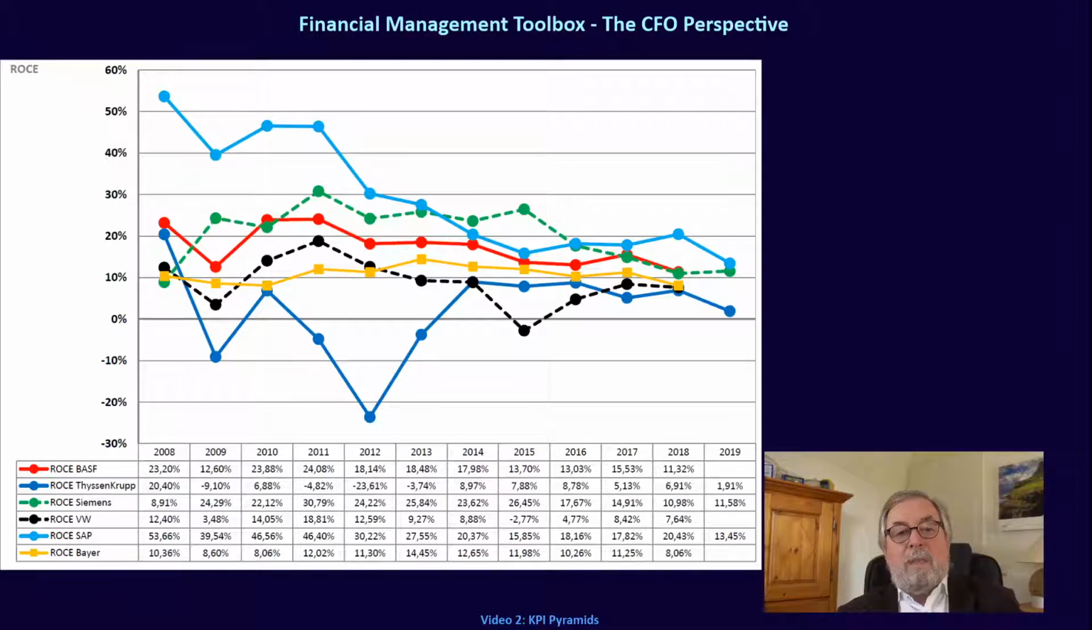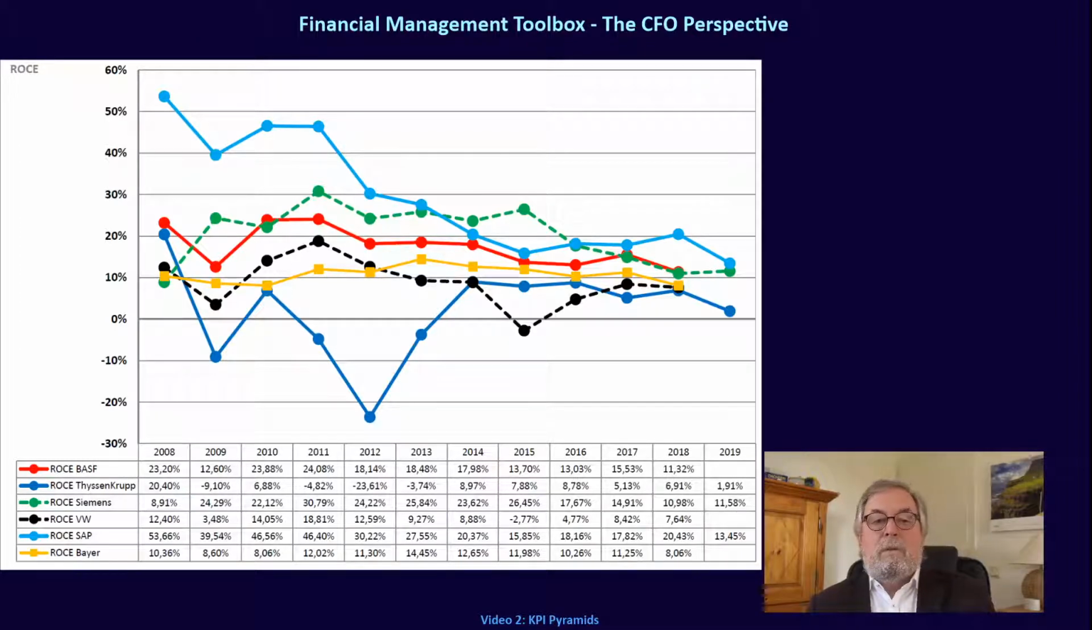At first glance, we see in the ROCE chart that SAP, the German company with the highest market value, had extraordinarily good ROCE values for a long time. After their recent, very expensive, but obviously not so profitable acquisitions, SAP's ROCE declined substantially, but is still at a quite satisfactory level.